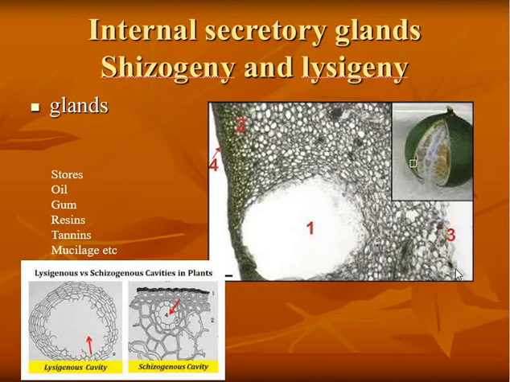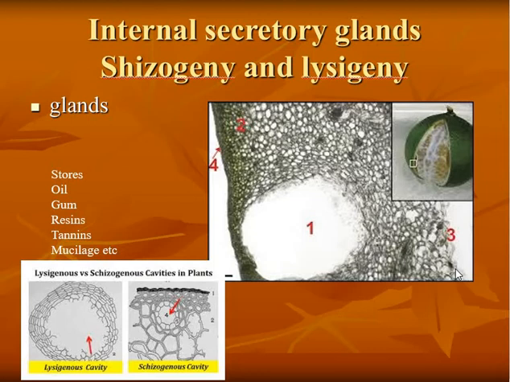Now next is internal secretory glands. What are internal secretory glands? In many of the plants, the secondary metabolites produced by secondary metabolism are stored within the plant.